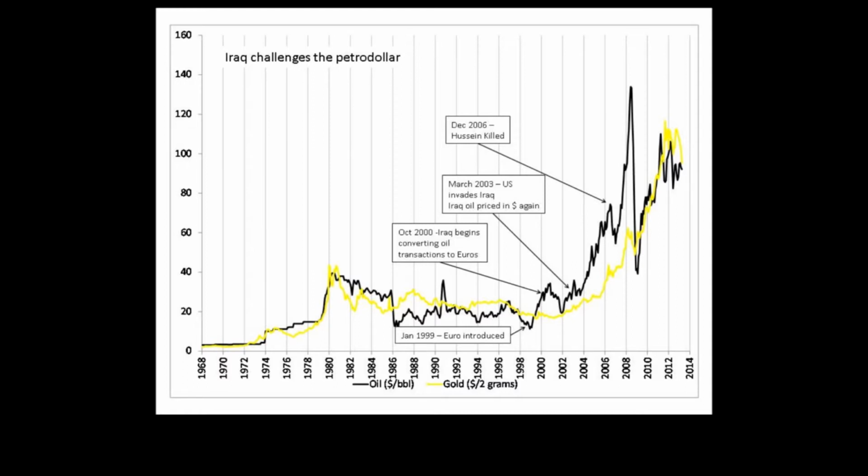In October of 2000, Saddam Hussein announced to the world that he would now accept only euros in exchange for Iraqi oil as part of the Oil for Food program established at the end of the Gulf War. This probably didn't sit well with U.S.